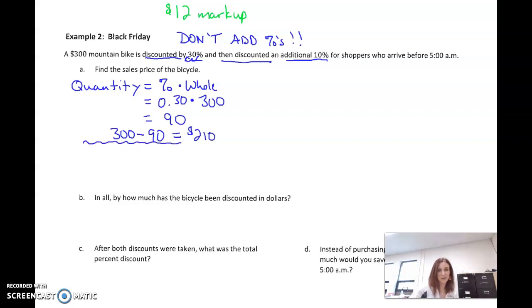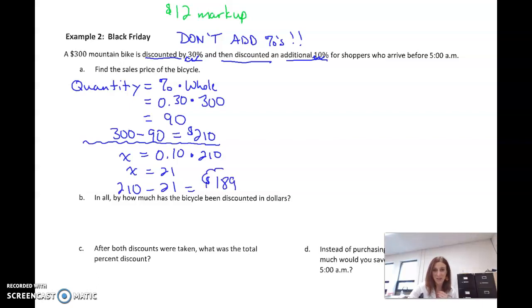But remember, we're going to do an additional 10%. So let me change that to a decimal. Okay, and I'm just going to use the same formula up here. I'll just put X in, right? Quantity is represented by X. My percent now is 10%, 0.10, times my new price of 210. Type that into a calculator. You get 21. But that's not what we're paying. We're not getting this $300 mountain bike for $21. I am then going to go 210 minus 21, and I'll get a total of $189. Okay? Black Friday shopping, it's worth it. That's a good deal. Okay?